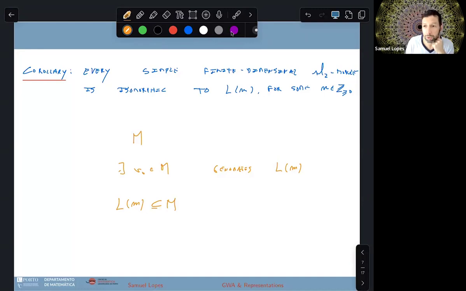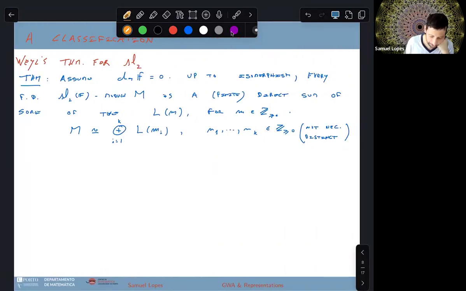Okay, so where do we go from here? Well, from here, we can use a very important result called Weyl's theorem. There are many theorems of Weyl. This is one of them, which shows that any finite dimensional representation will be a direct sum of simple ones. And since we know the simple ones, we know the finite dimensional representations in principle. So this is a very, very important result. If I have a finite dimensional representation, I can always write it as a direct sum of simple representations.